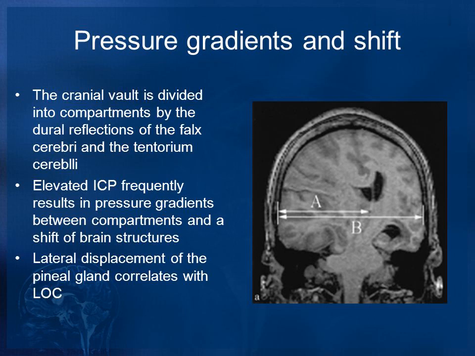Pressure gradients and shift. The cranial vault is divided into compartments by the dural reflections of the falx cerebri and the tentorium cerebri. Elevated ICP frequently results in pressure gradients between compartments and a shift of brain structures. Lateral displacement of the pineal gland correlates with LOC.